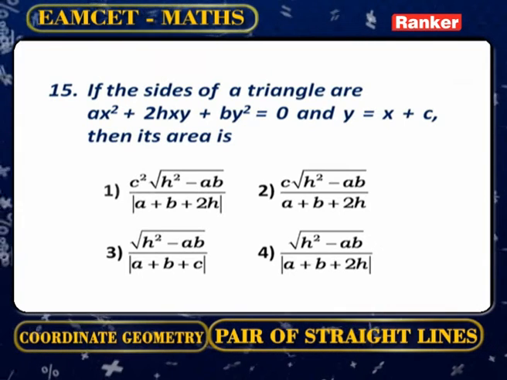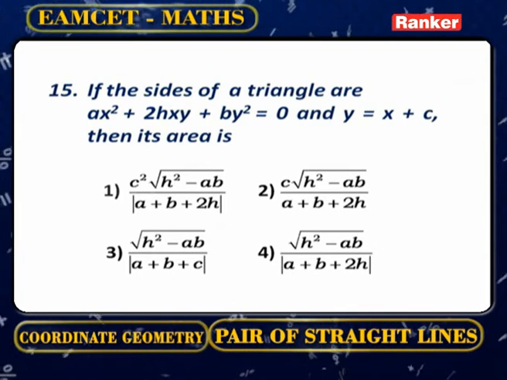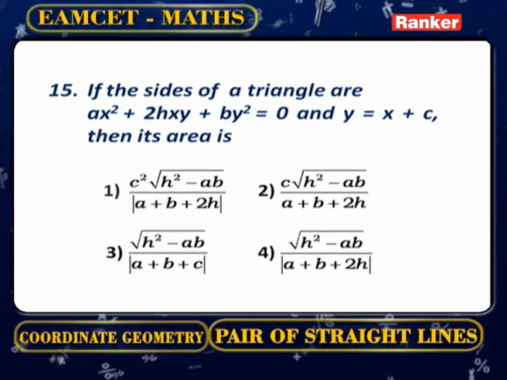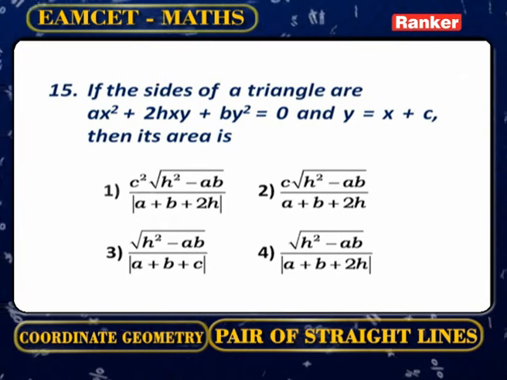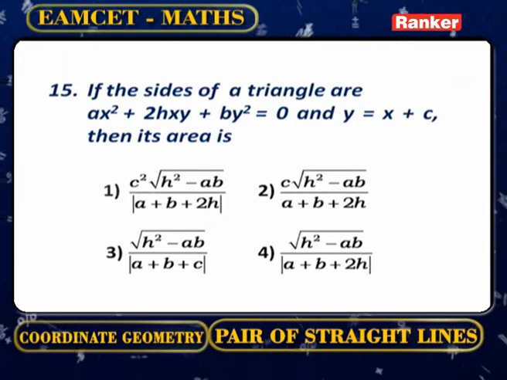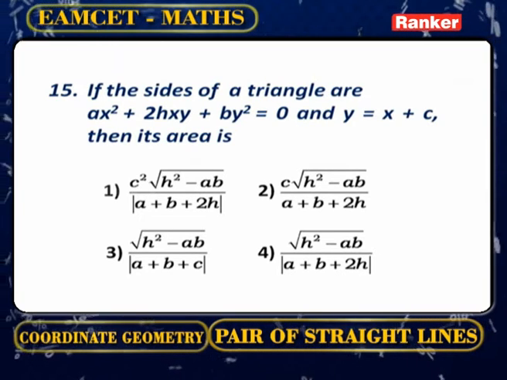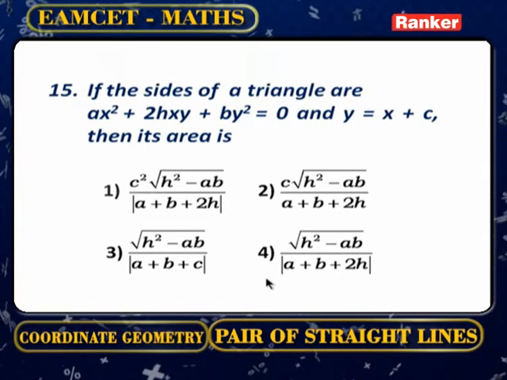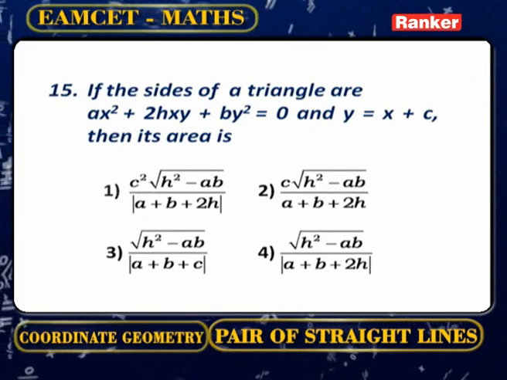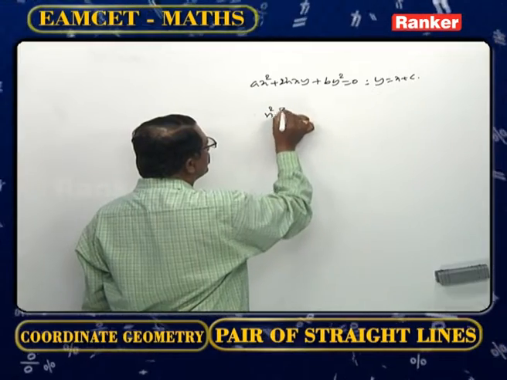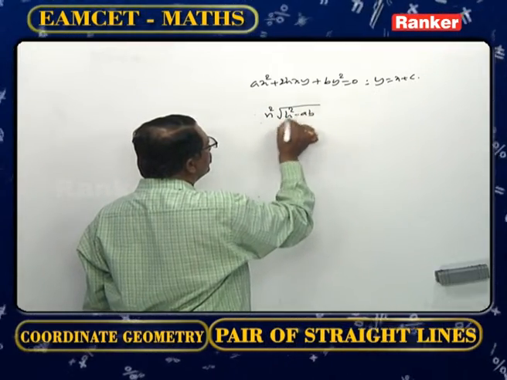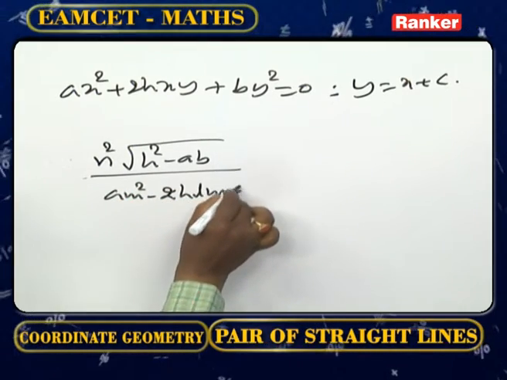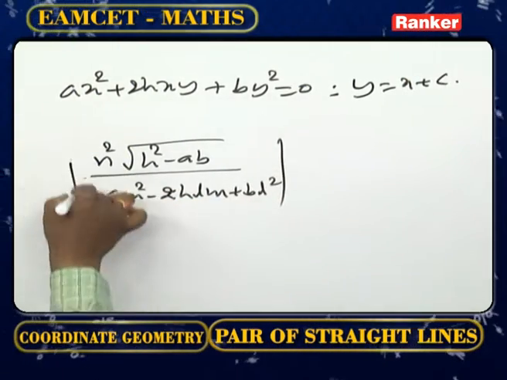The sides of a triangle are ax square plus 2hxy plus by square equals 0 and y equals x plus c. Then its area is required. Now, similar to the previous problem, area of the triangle equals n square into square root of h square minus ab by am square minus 2hlm plus bl square, mod, square units.